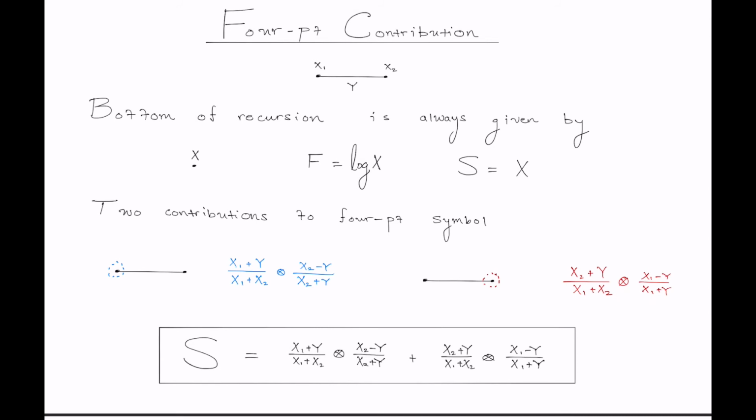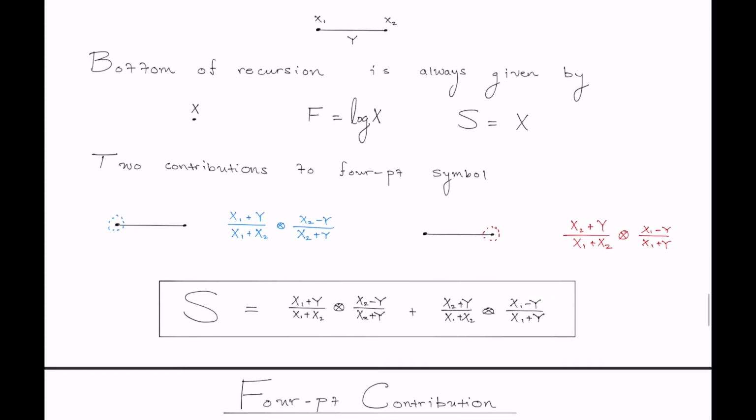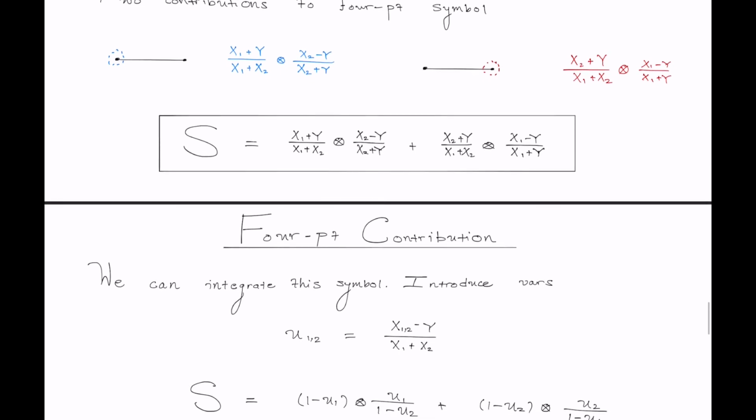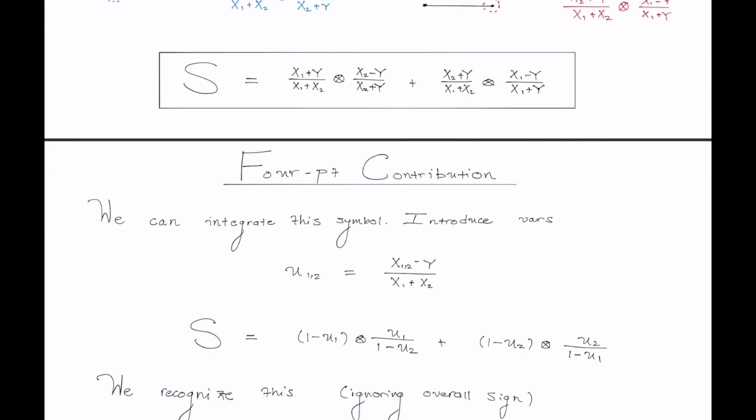And then the symbol of the function is the following. We just add the two terms. So this is the symbol, and it's actually readily integrated in this case, only at weight 2. So we'll introduce the variables u1, 2.